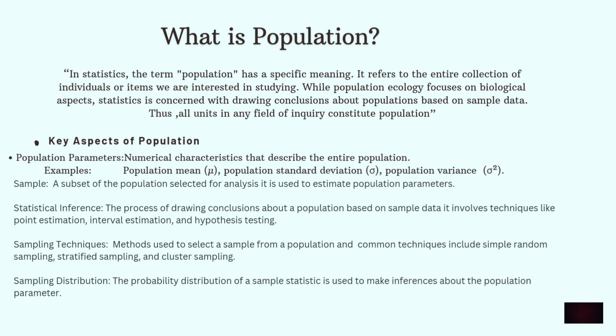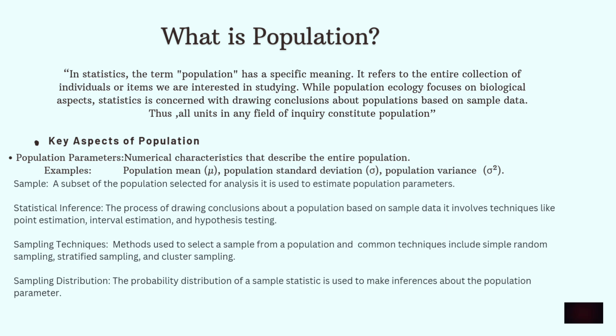Think of it like this: if you want to know the average height of all students in your school, then your population is all the students in your school. But often it is too time consuming or expensive to study the entire population. So we take a smaller group called a sample to make inferences about the larger population.